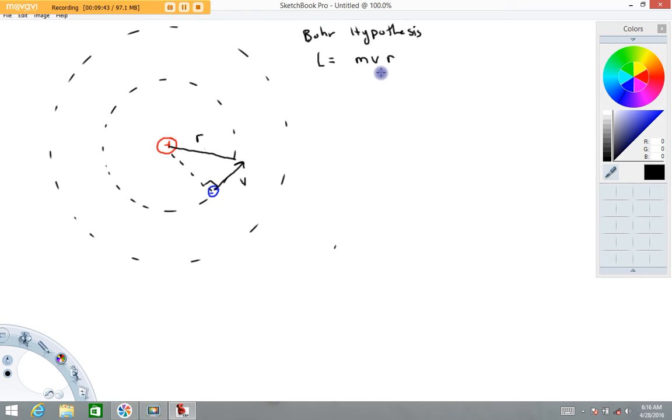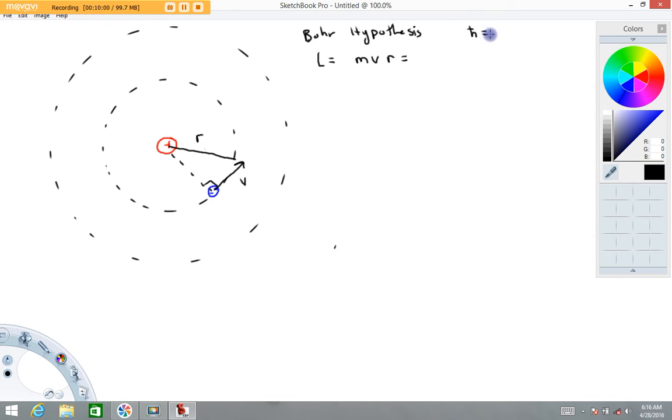Now, the angular momentum being quantized, what quantized means is it comes in discrete chunks. So in this example, it means that the angular momentum comes in discrete units. The units are called h bar.